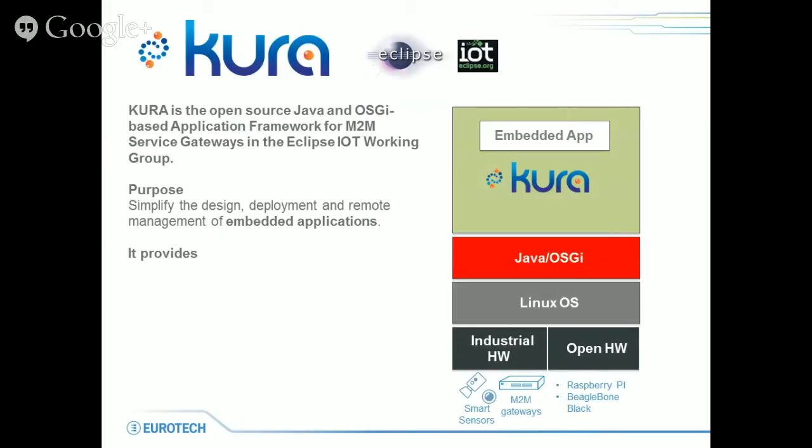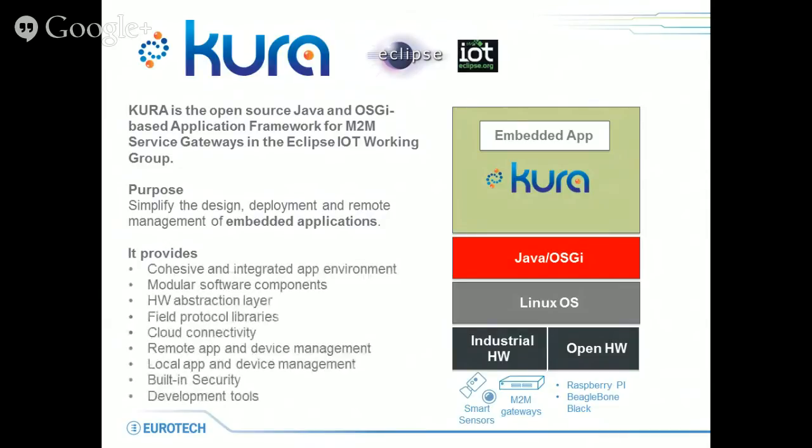Now, let's come to the Kura scope and the Kura meaning. Kura is the open source Java and OSGi-based application framework for embedded applications running on M2M service gateways in the Eclipse IoT working group. Its purpose is mainly to simplify the design, development, deployment, and remote management of embedded applications running on these gateways or running inside a smart sensor.